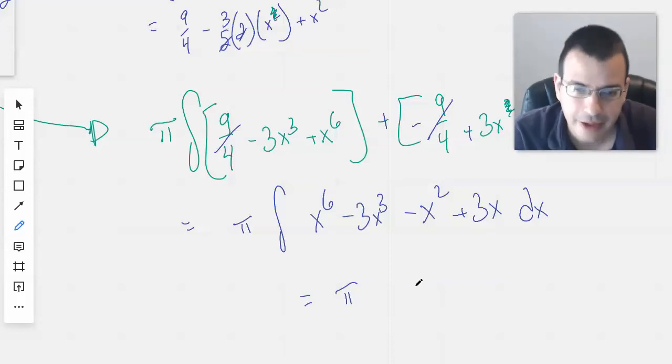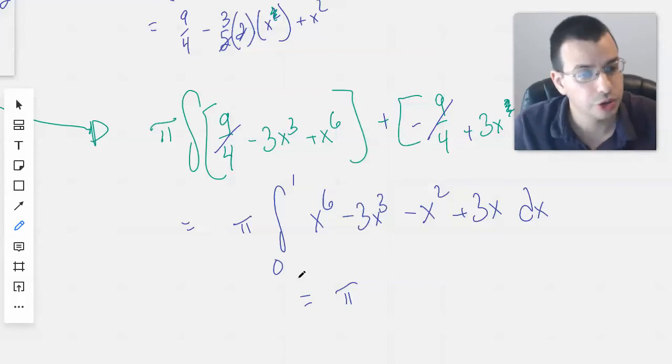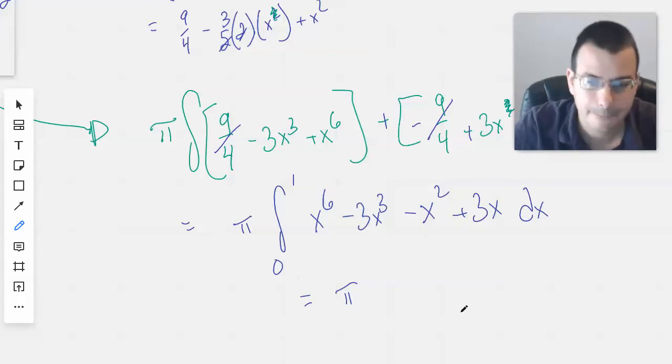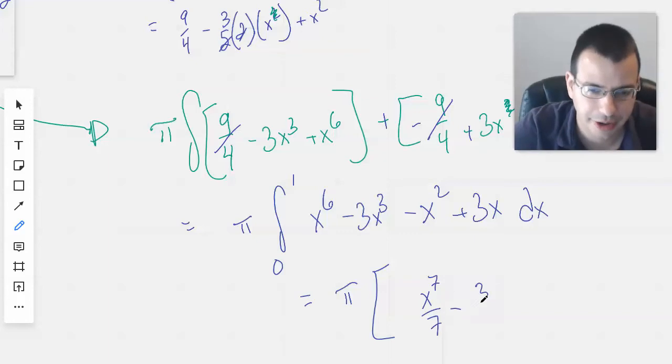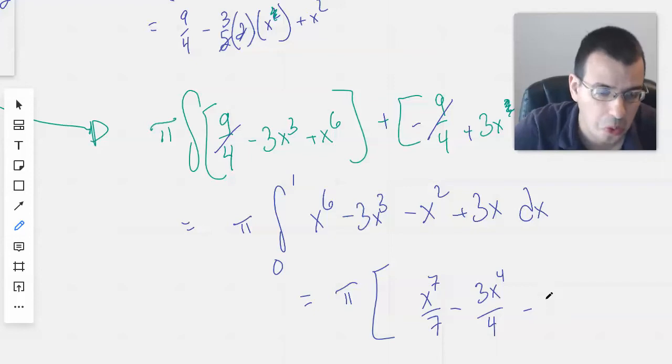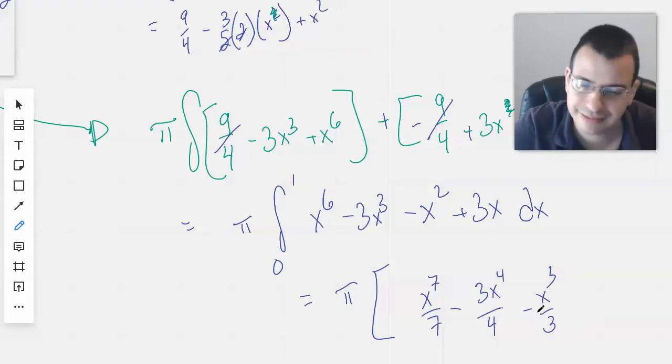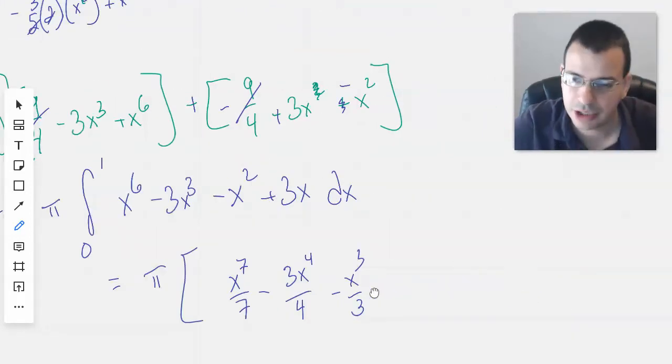Okay. And this will be from 0 to 1, because we're going along the x-axis from 0 to 1. So we have x to the 7th over 7. That's going to be hard for the common denominator. x to the 4th over 4. Maybe it's 28. x to the 3rd over 3. Yeah, it's going to be a big common denominator.